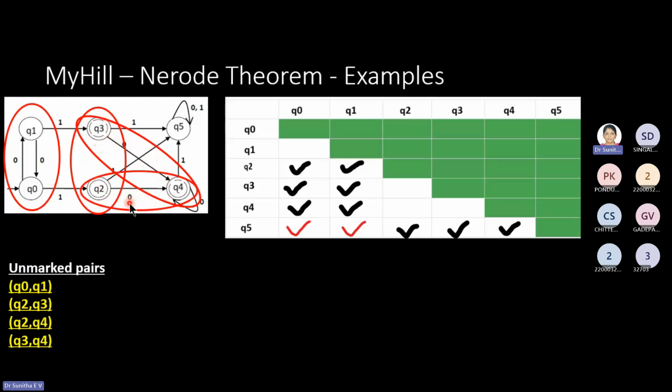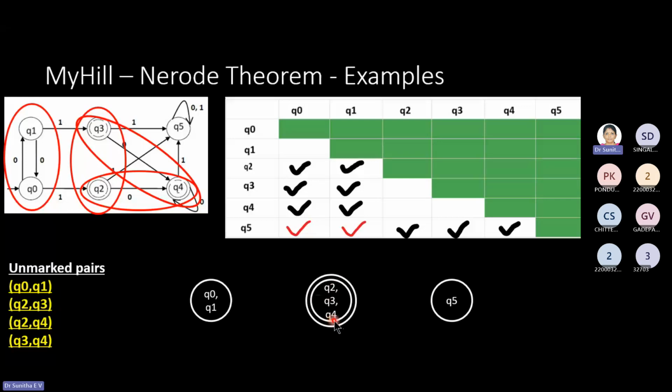So we can make them a single group. That means Q2, Q3, Q4 we can make into a single state. Q0, Q1 is one state, then Q5. So only three states will be there in our final DFA. Q0, Q1 we combined into one state. Then Q2, Q3, Q4 into one state, and all three are final states, so we mark it as a final state. Then the remaining state is Q5.